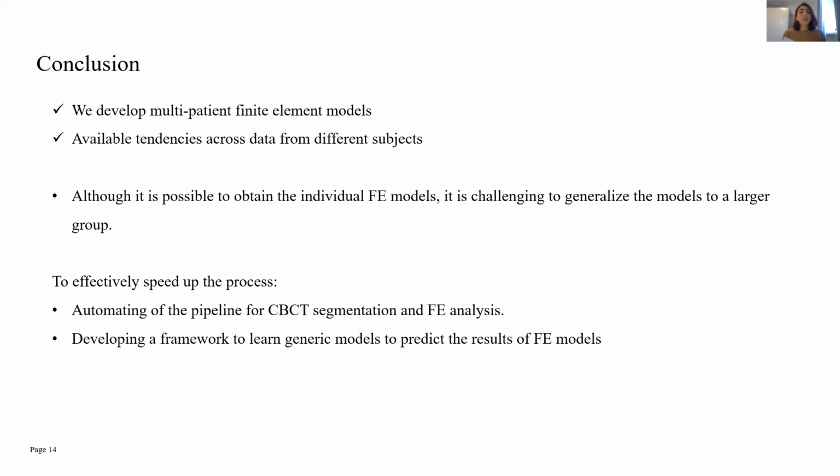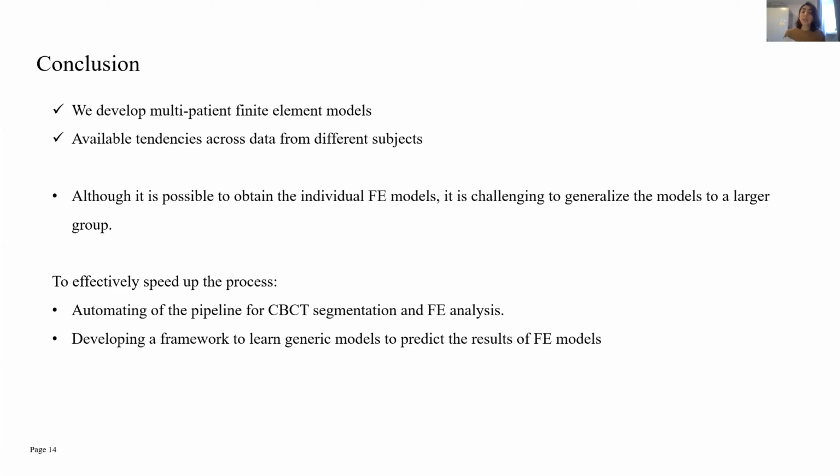So to conclude my presentation, we have developed multi-patient finite element models, and we are trying to consider any available tendencies across different patients and subjects. Although it is possible to prepare patient-specific or subject-specific finite element models, it is a challenging process to generalize these models for a larger group of patients.